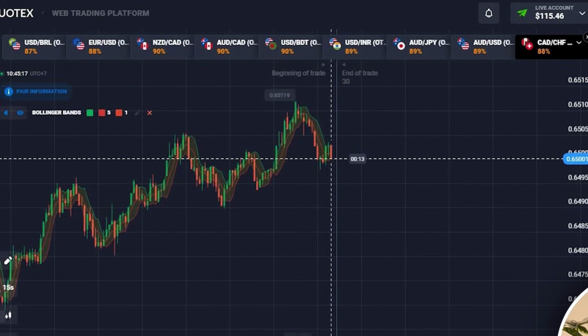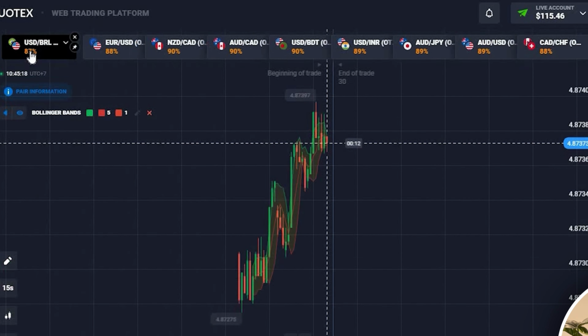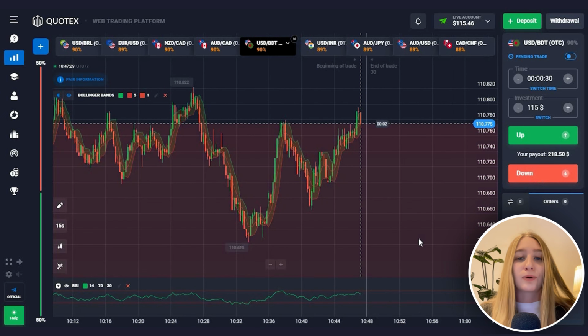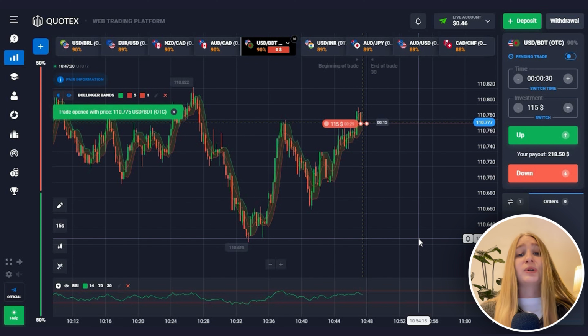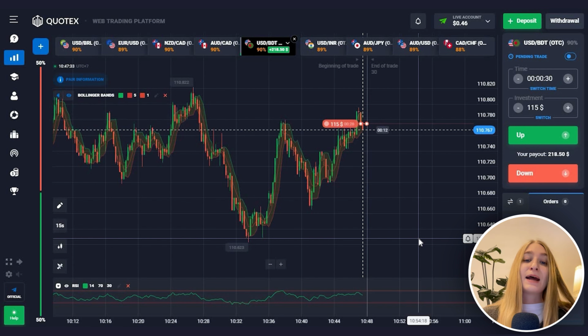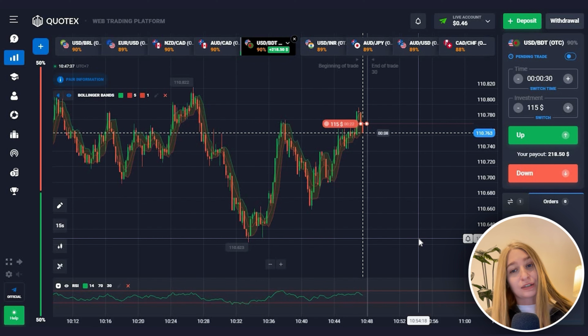So let's go further to the other currency ratio. It will be the United States dollar and the Bangladeshi taka. We're considering the whole graph again. I've already changed my investment. All that I have, $115, is here. And okay guys, let's go with the red here.